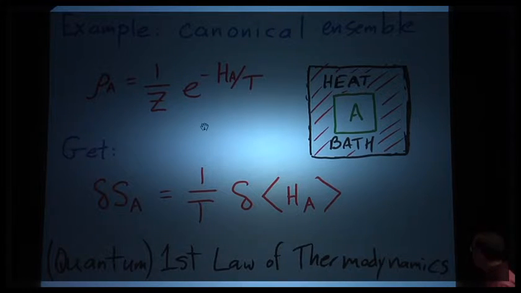It's an exact statement that says that if you start from the density matrix here, and then you make any variation, not just a variation to some nearby equilibrium state, then the change in entanglement entropy, which is the same as the thermal entropy if you're in an equilibrium state, but more generally, the change in entanglement entropy is equal to 1 over T times the change in the expectation value of the Hamiltonian.